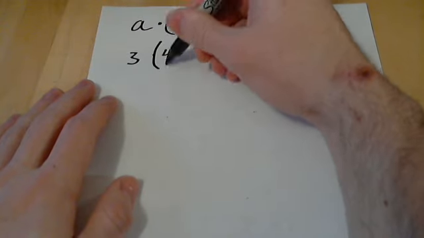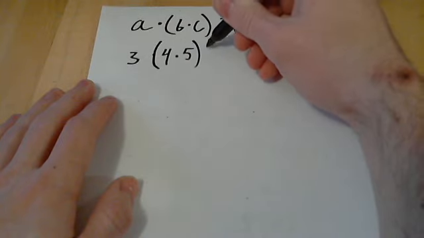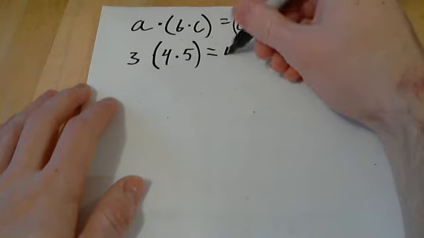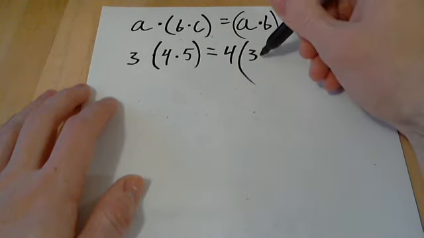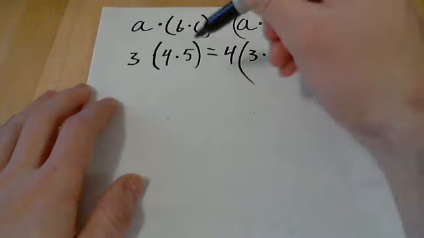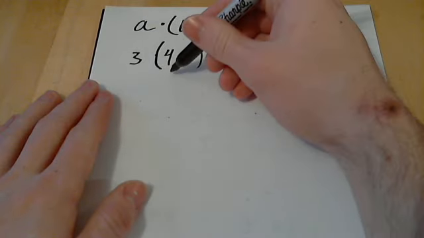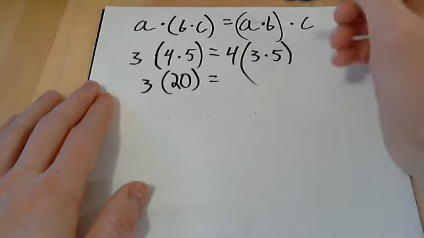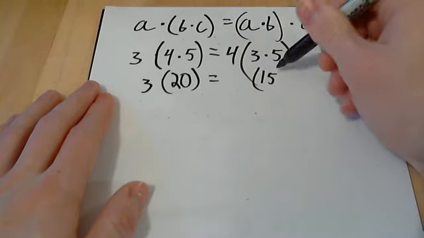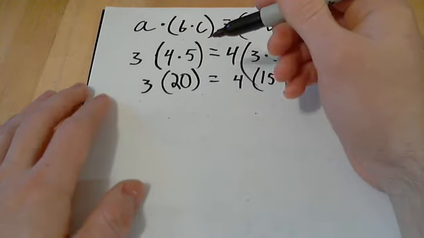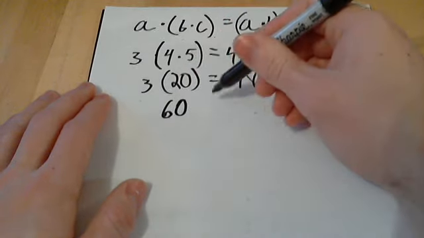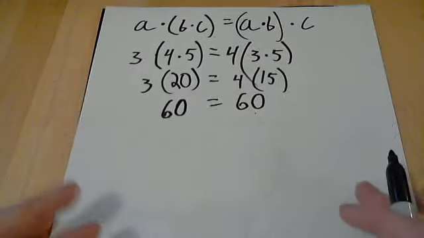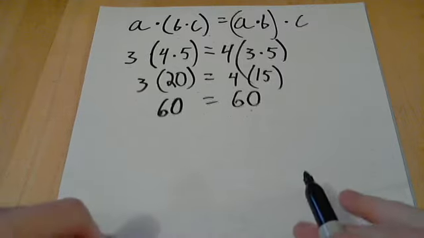times 4 times 5. Okay, so we can change this grouping completely and just bring the 4 out and say 4 times 3 times 5. Okay, so just to prove that it works, 4 times 5 equals 20 times 3, and 3 times 5 equals 15 times 4. 3 times 20 equals 60, and 4 times 15 also equals 60. So there's one example of the associative property of multiplication.